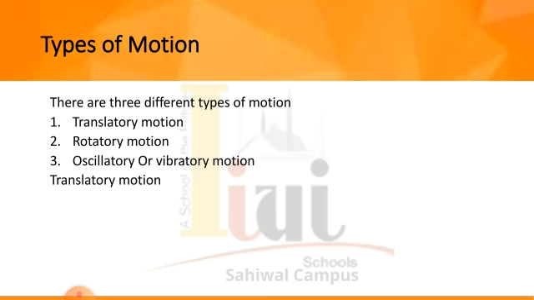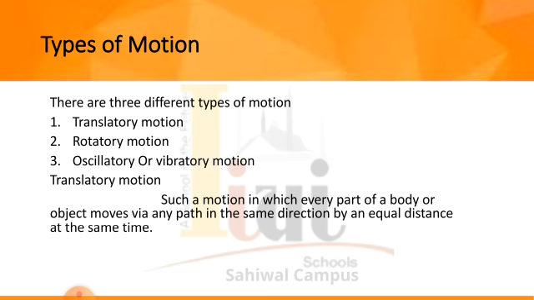First we will discuss translatory motion. Such a motion in which every part of a body or object moves via any path in the same direction by equal distance at the same time. The time is the same, the distance is the same, and the path that is adopted is also the same. So this type of motion is known as translatory motion.